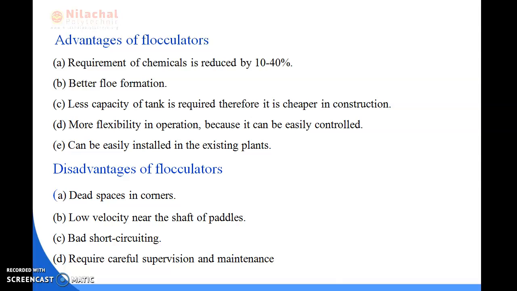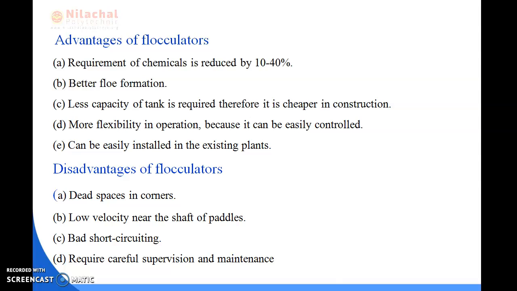We can say that the chemicals required are reduced by 10 to 40%, and less tank capacity is required, therefore it is cheaper in construction, and it can be easily installed in existing plants, and there is more flexibility in operation because it can be easily controlled.